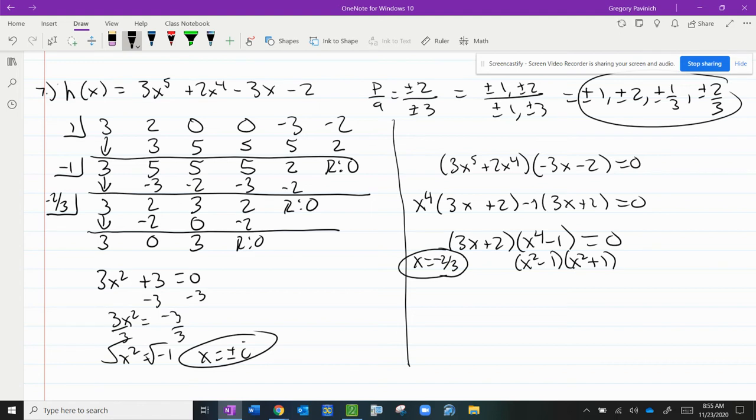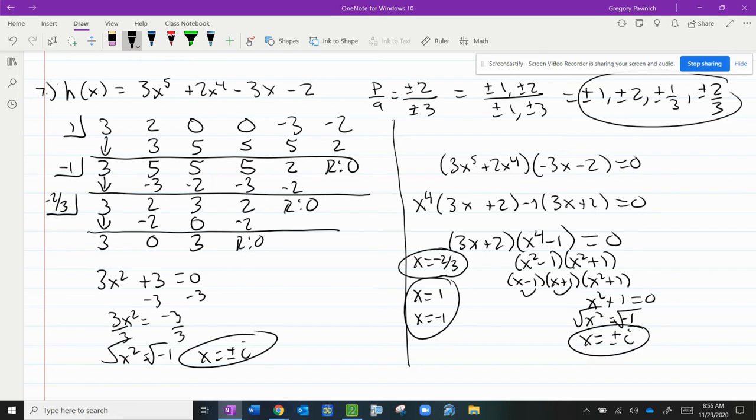Like if you didn't know how to take that x to the 4th minus 1 any further, then you would have to synthetically divide this one. Remember, you cannot factor a sum of squares. So here's my 1 and my -1. That finishes out my reals. And then this x squared plus 1, I would just have to solve that quadratic. Remember, when you have a sum of squares, that's going to get you complex solutions. Difference of squares will get you real solutions that you can factor.